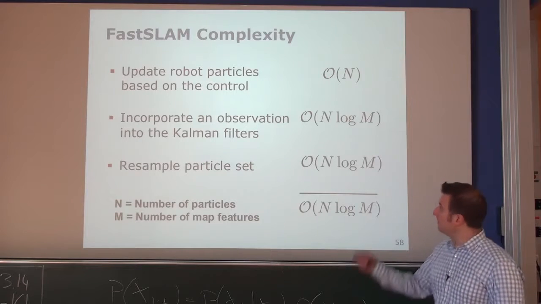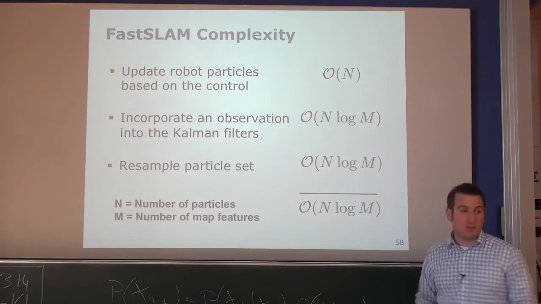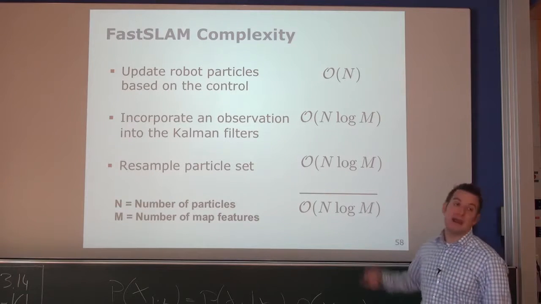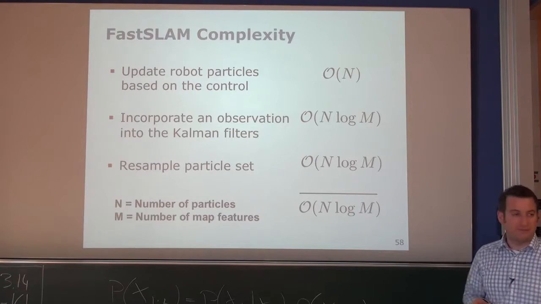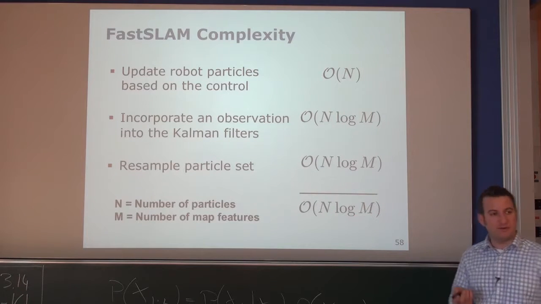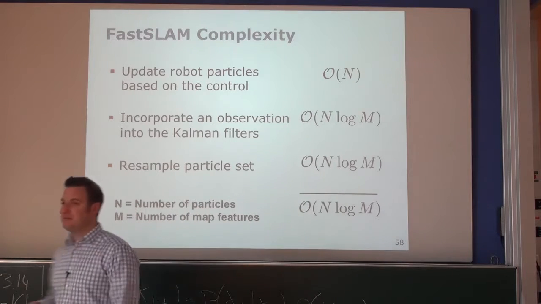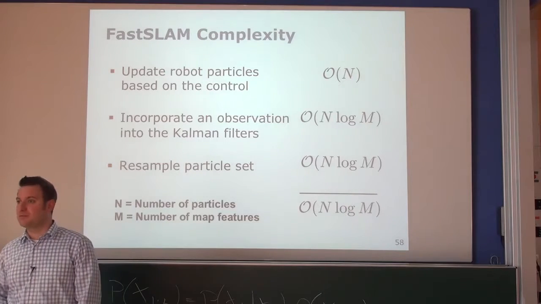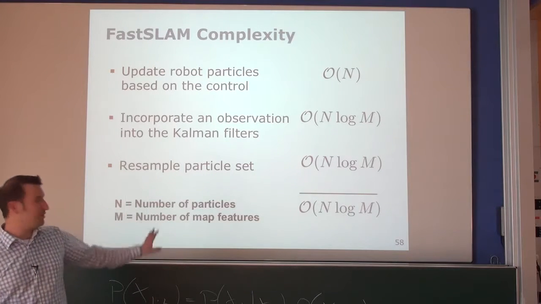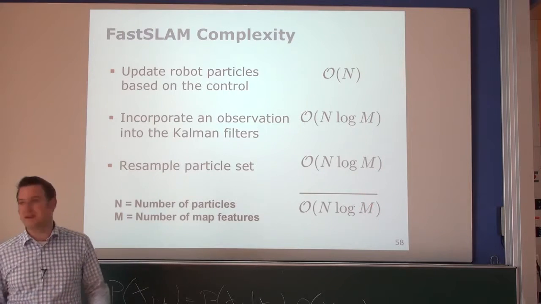As a result of that, this step, integrating an observation, gets more expensive. It gets the factor log m. But the resampling gets cheaper, and so the overall complexity is cheaper. It's the number of particles that I have times the logarithm of the number of landmarks that I need to maintain. So this is, of course, the computational complexity. Memory complexity is larger because I still need to maintain all landmarks.